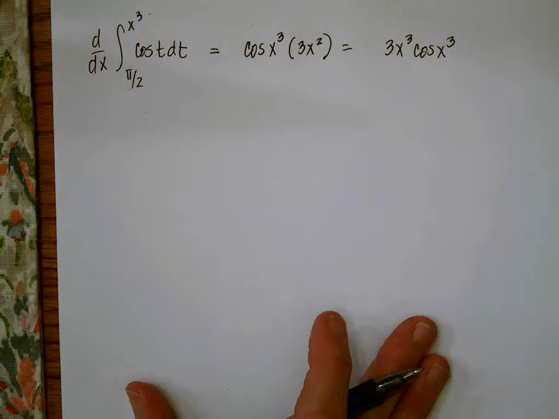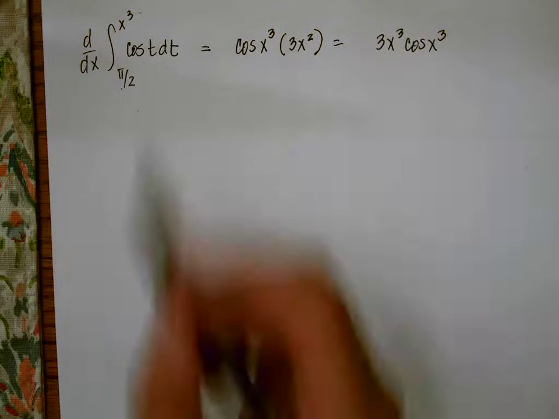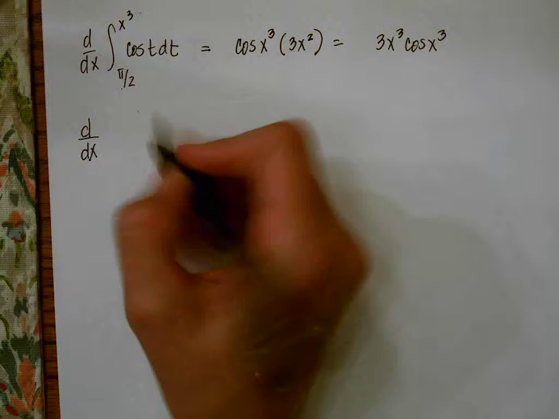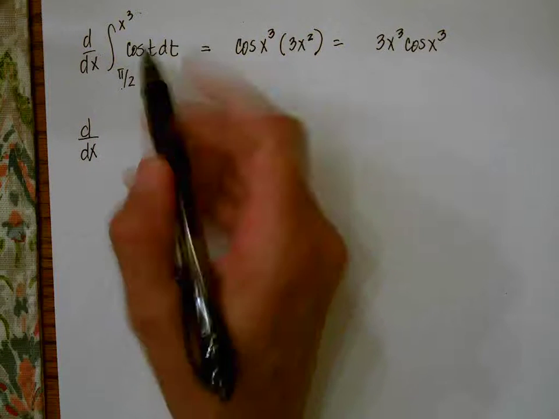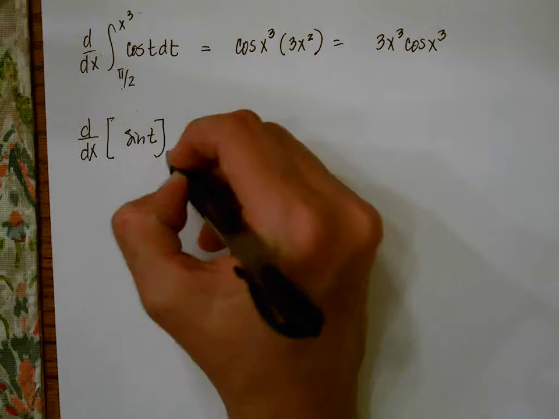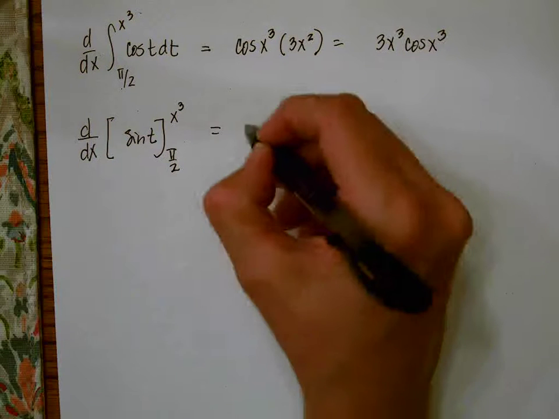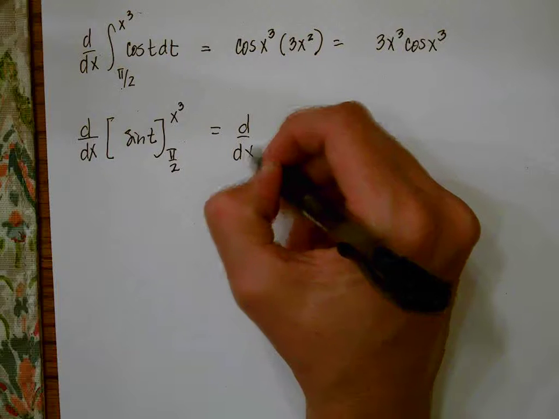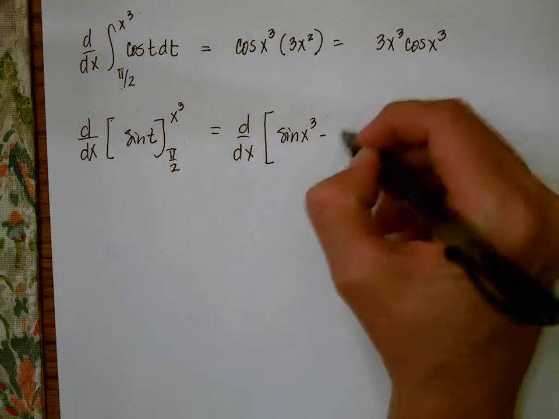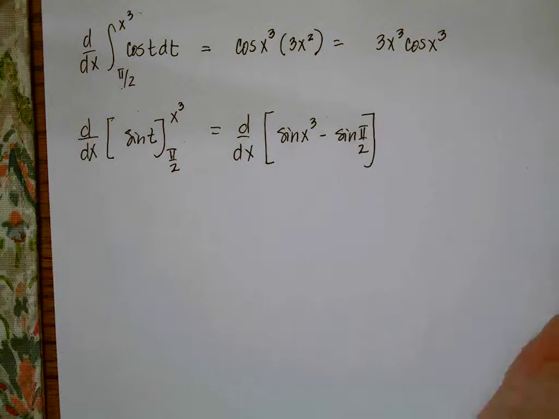At this point, I want to show you how we got that so that you can understand how we get these values without actually having to do all the math. So let's go back and do this another way. So if I take the derivative of the integral, well, the integral of cosine is going to be the sine of t evaluated from pi over 2 to x cubed. Well, if I do that math, and I want to take the derivative, I'm going to get the sine of x cubed minus the sine of pi over 2.